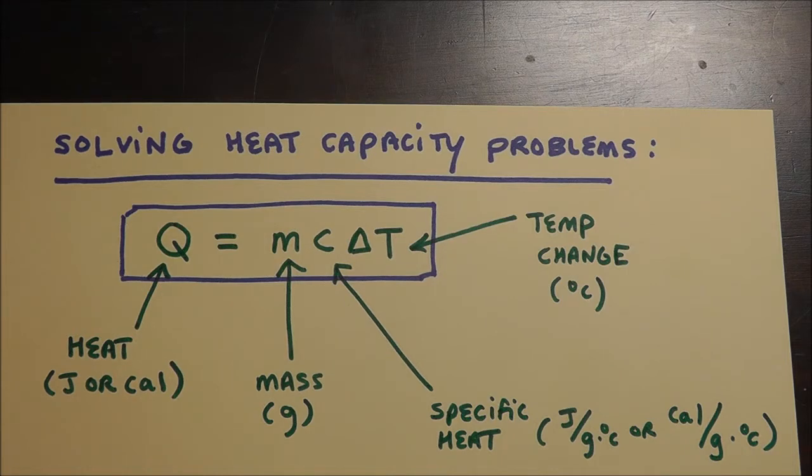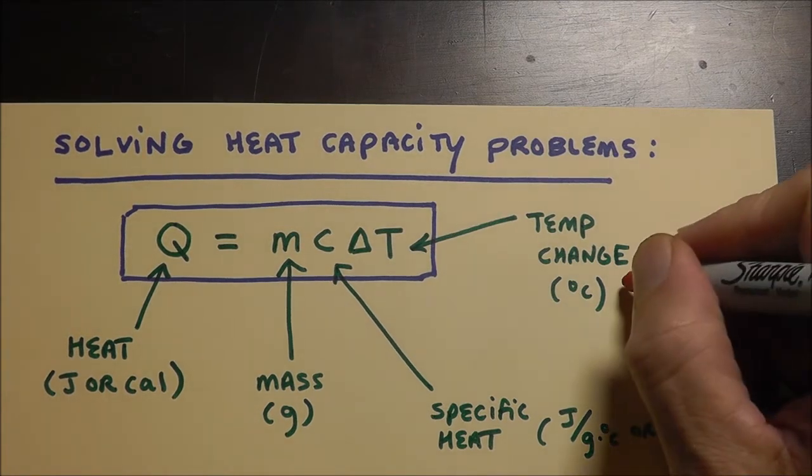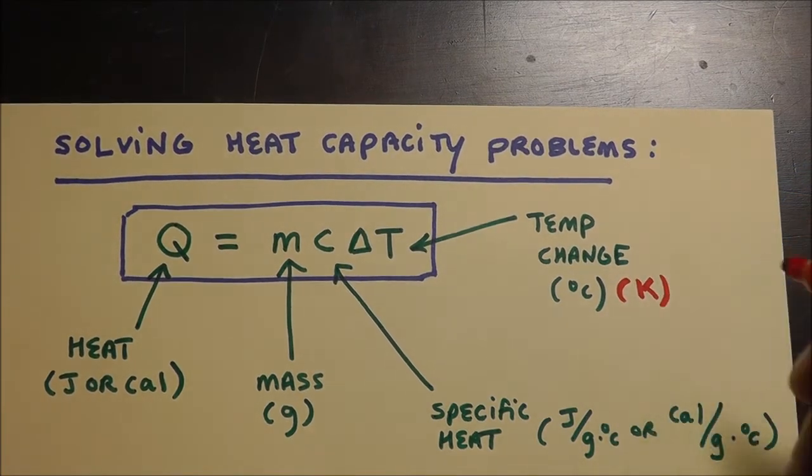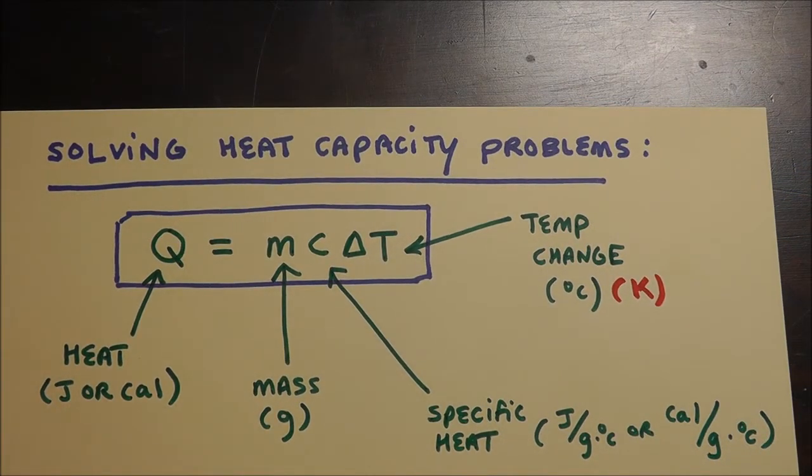But anyhow, M is mass in grams, C is in joules or calories per gram per degree Celsius, and delta T is the temperature change in degrees Celsius. Or you know what's funny? It would also be in Kelvin. Kelvin temperature units are spaced the same distance as degrees Celsius, so it doesn't really matter: a change of 10 Kelvin is the same as a change of 10 degrees Celsius. So we're going to use that to solve a lot of problems.